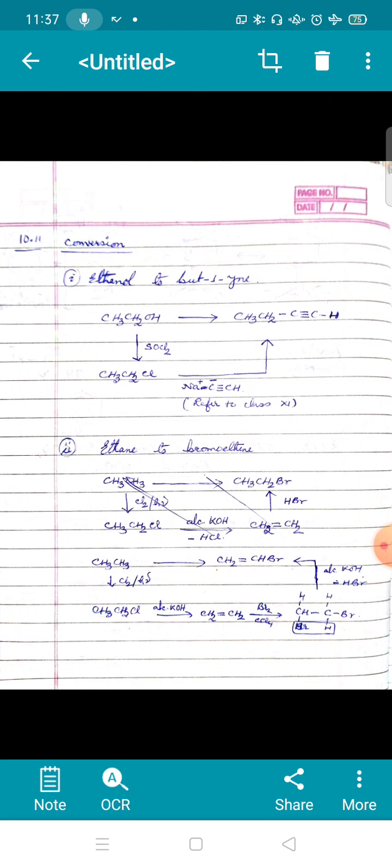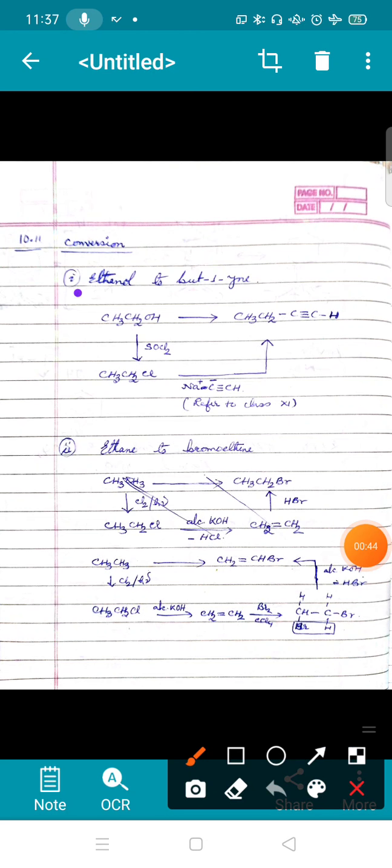Now, a few steps you have to remember when you do the conversions, because during the exam one or two conversions are invariably going to be asked. So the first conversion we are taking is ethanol to but-1-yne. Whenever the compounds are given to you, your first job is to convert the name of the compound to its formula. So here it's given ethanol.